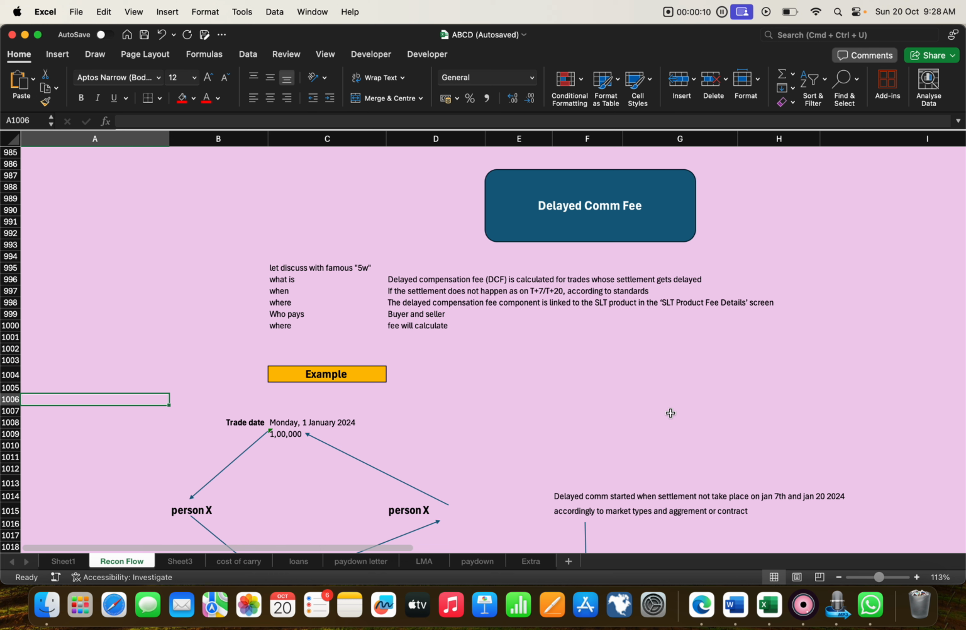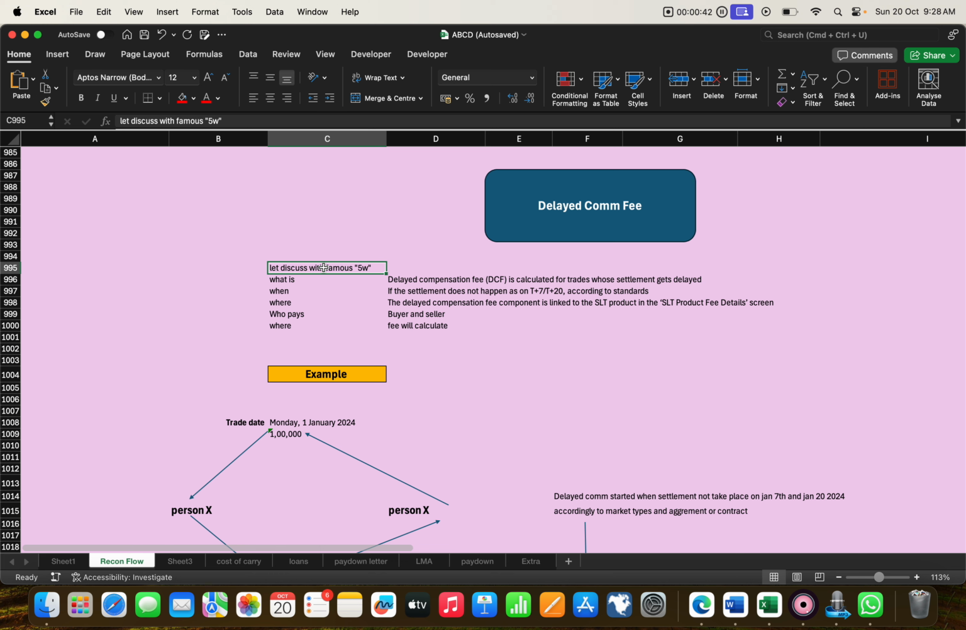So we'll discuss today the delay com fee, also known as delay compensation fee. The much awaited topic, we have had a lot of comments on this part. So here we came with a detailed discussion on delay com fee. Let's start with what is delay com. We will explain it using the 5 Whys.